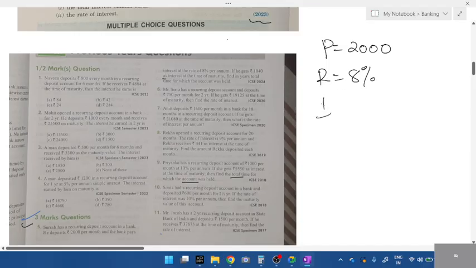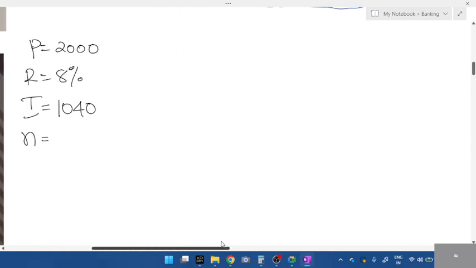This time maturity value is not given, interest is given. 1040 as interest, meaning the interest at the time of maturity. Find the years in total. So what do we need to find here, students? We need to find n, the time. Whenever they ask time, what's the formula I told? An square plus bn plus c is equal to 0. So solve until you get this equation.